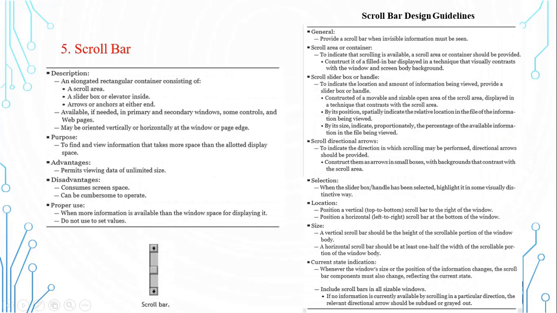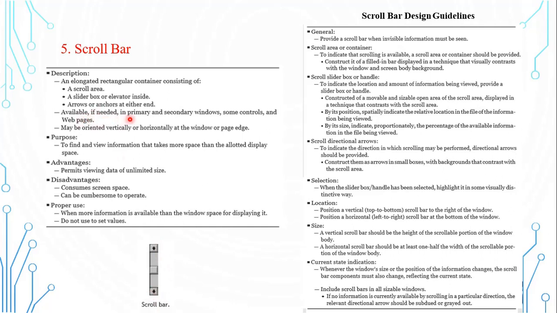Next we have scroll bars. All of you have used scroll bars. It has buttons with an arrow mark above and below, and you have a bar. We can slide this bar on the scroll bar. The description is an elongated rectangular container consisting of a scroll area, a slider box or elevator inside, and arrows or anchors on either end. So you can see an arrow mark or anchor-like structure on either end of the scroll bar.